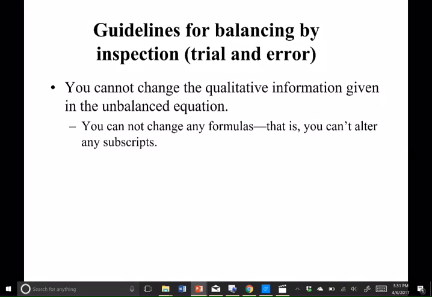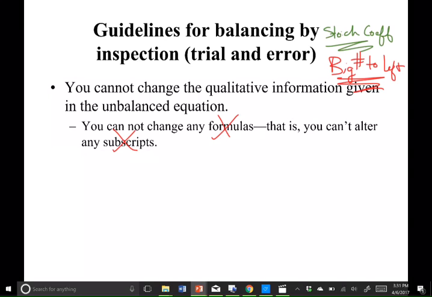Notice that I've been talking about the big number. You can change the big number, the coefficients to the left. You can change those. You cannot change any subscripts. Do not change any subscripts, because if you change a subscript, then you're changing the reactant or product. So the big number to the left, that's to say the stoichiometric coefficients, you change those to your little heart's desire.